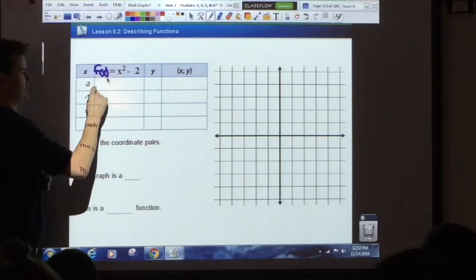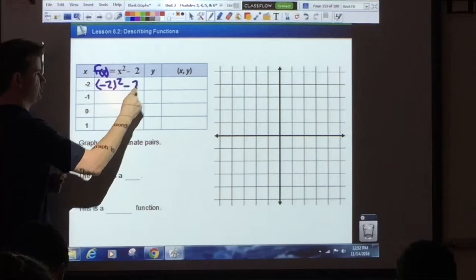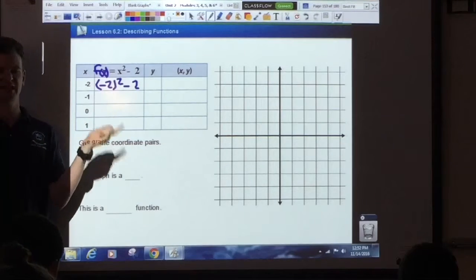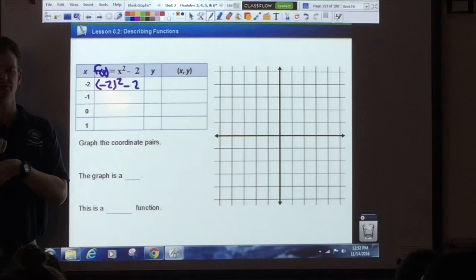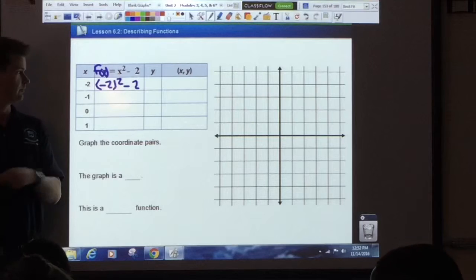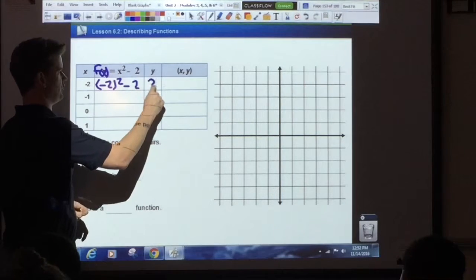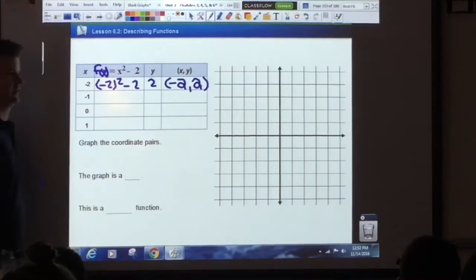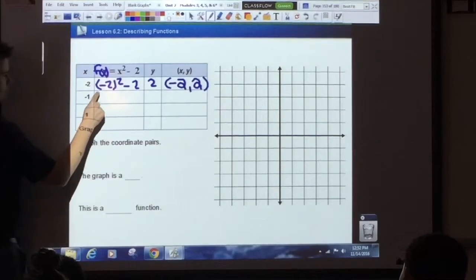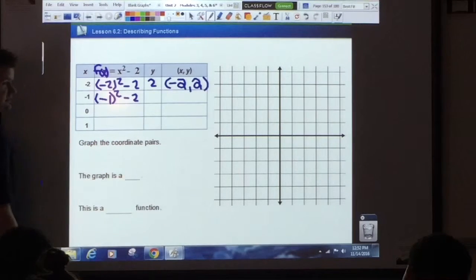So if I substitute in negative 2, it's negative 2 squared minus 2. So negative 2 squared is basically negative 2 times negative 2, which gives me what? Positive 4. Positive 4 minus 2 is 2. So I put in negative 2, I get out 2. That's negative 2, 2. That's my first coordinate pair. Then I just repeat the process. You have to be careful when you're doing this. That's the only place you can really make mistakes.